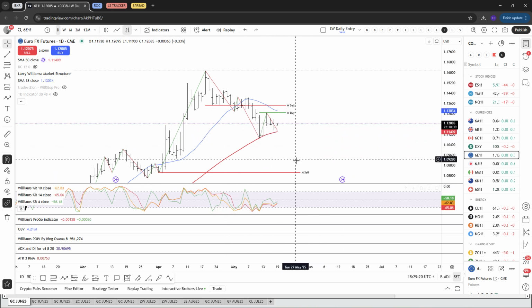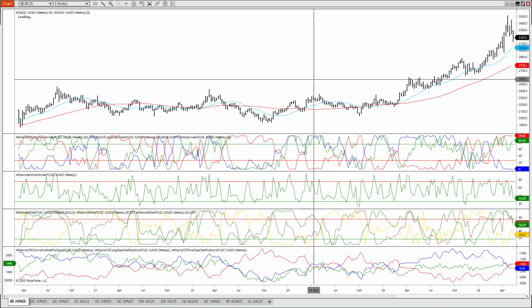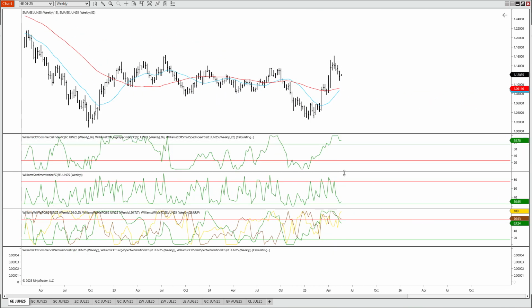So let's take a look under the hood though. Okay, so I'm going to open up Ninja Trader here, which is where the Larry Williams indicators are that I use. And what do we see?